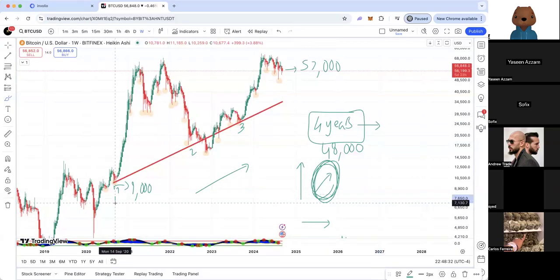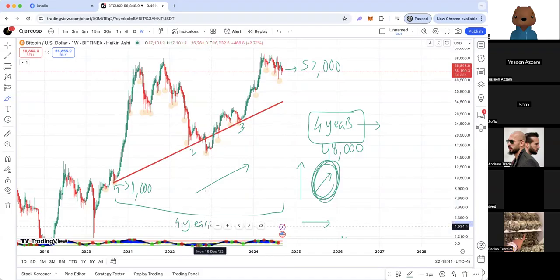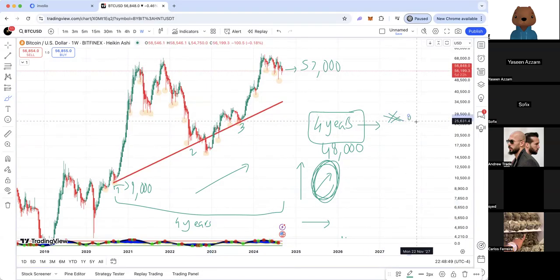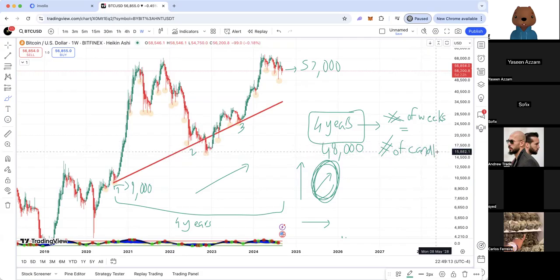Because the duration here is 4 years. But the amount of weeks we have is the amount of candles. So the number of weeks is the number of candles. Okay, I'm going to get a pen so I can write this stuff better next lesson, but bear with me while I write this. This is really important, so write it down, okay? If I'm writing it down, you should be writing it down.